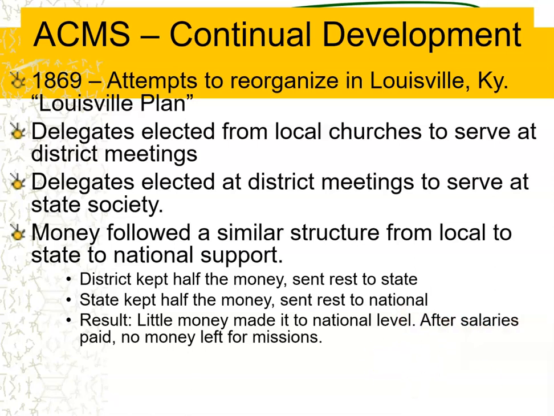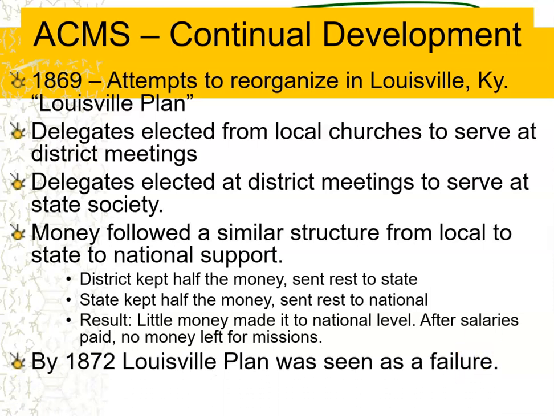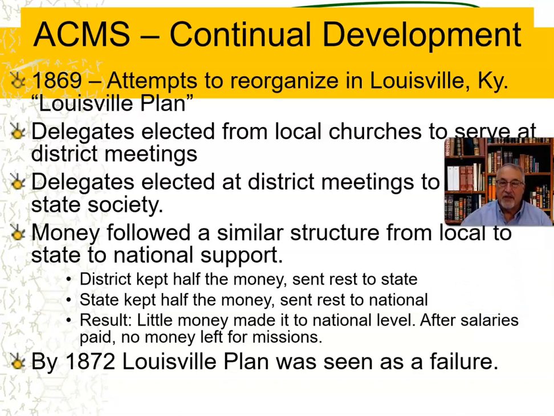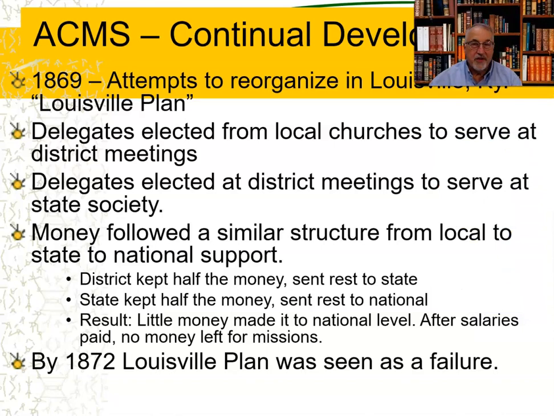Okay? Now, here's the thing. Once we have the money sent, and you get it up to, say, the national level, when the district keeps half, the state keeps half, that means there's not that much money sent to the national level. Most of the money at the national level actually gets consumed by the salaries of those at the national level. And so within a few years, the Louisville Plan is considered to be a failure because it consumed quite a bit of the money that it actually raised.